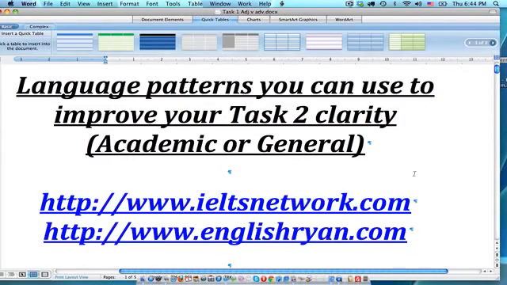This video is being made in response to a request that was posted by a user in the comments section of my previous video, and that previous video was looking at specific word combinations that could be used to improve clarity in academic task 1. In this video we're going to be looking at task 2 for the academic or general exam, and we're specifically looking at language patterns that you can use to improve your clarity.